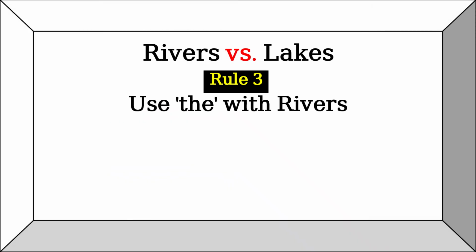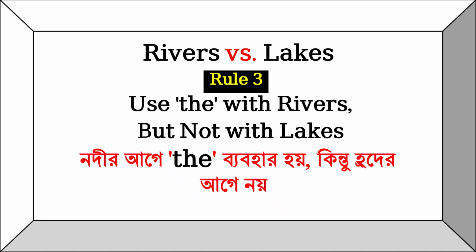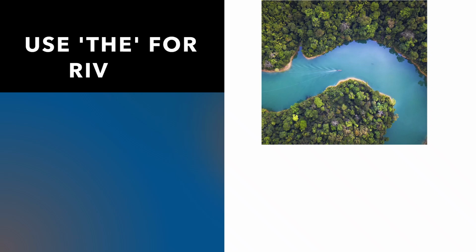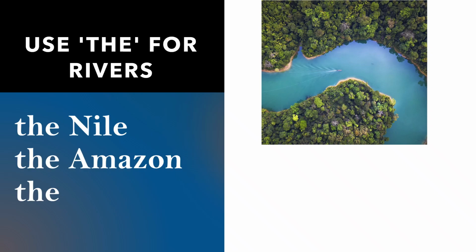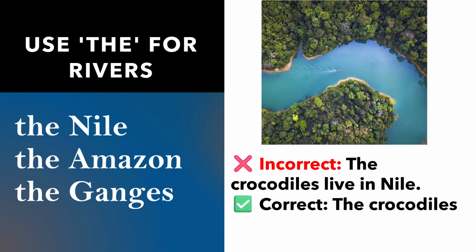Rule 3. Use "the" with rivers, but not with lakes. নদীর আগে ডি ব্যবহার হয়, কিন্তু হ্রদের আগে নয়। So use "the" for rivers. For example, the Nile, the Amazon, the Ganges. Incorrect. The crocodiles live in Nile. Correct. The crocodiles live in the Nile.